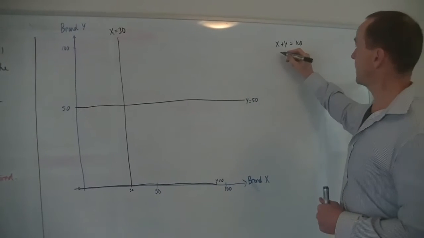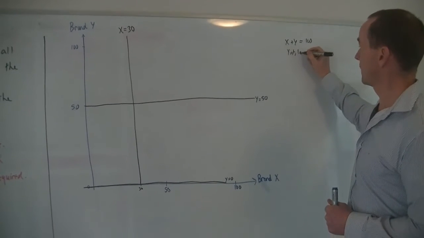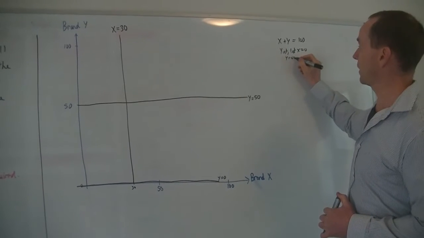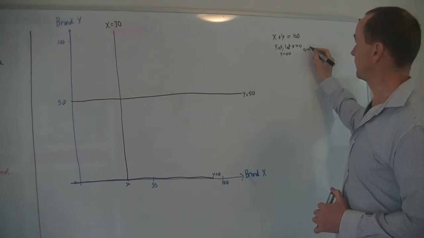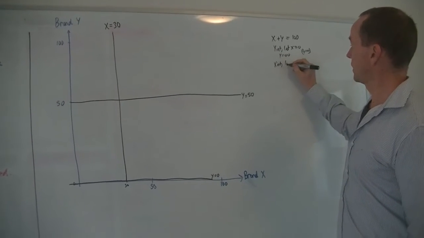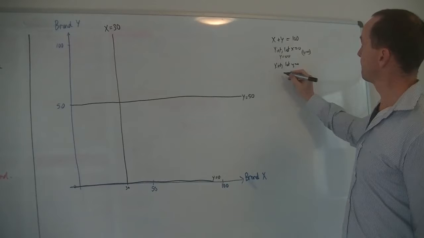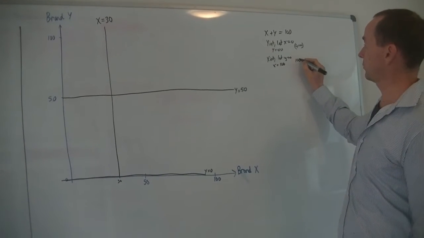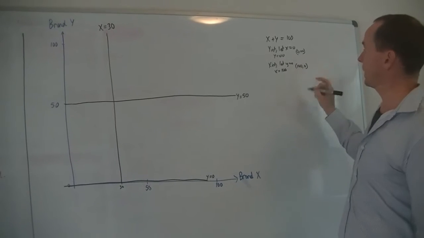So the y-intercept, remember that? Y-intercept, let x equal 0. That equals 0, so it says there y equals 100 straight away. So our point is 0, 100. And then the x-intercept, let y equal 0, so we get x equals 100. And so our point is 100, 0. Hopefully you know how to work that out.